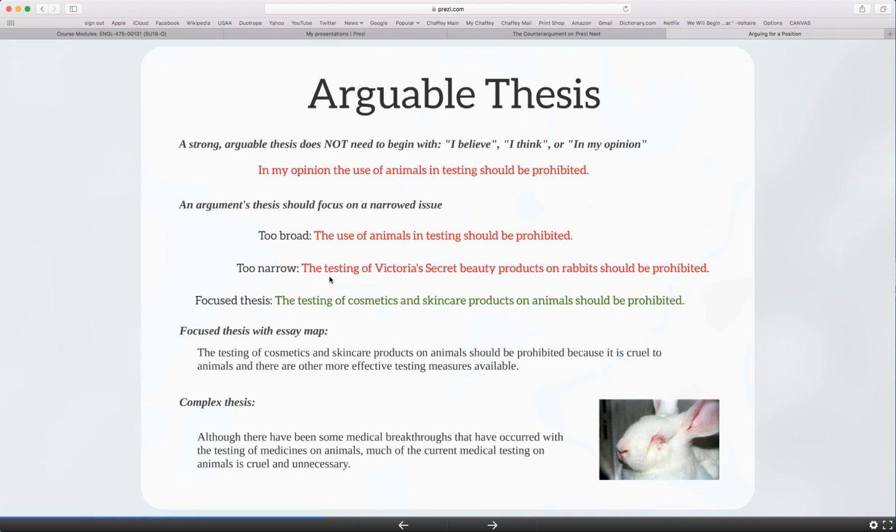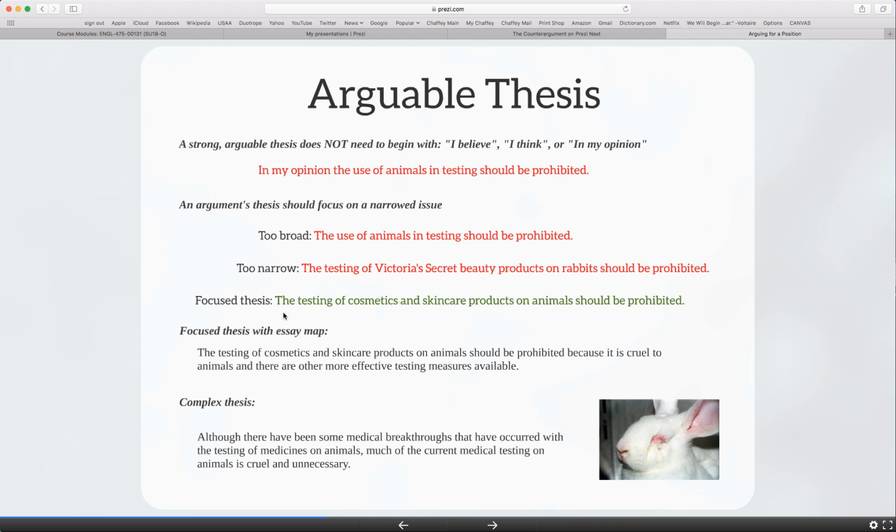So also note that this particular example is too narrow. If I narrow this down to the testing of Victoria's Secret's beauty products on rabbits should be prohibited, which yes, this is actually a thing. Victoria's Secret often test their beauty products on rabbits. That testing is done in China. Here's actually a photo of some of those products on rabbits. But that might be too narrow. I might not be able to find enough research specifically on Victoria's Secret, specifically on rabbits, right? So that might just be too small of an essay. I want to be thinking of how many pages do I have to write, how many sources do I have to incorporate, and so I want to focus that thesis to fit the assignment.